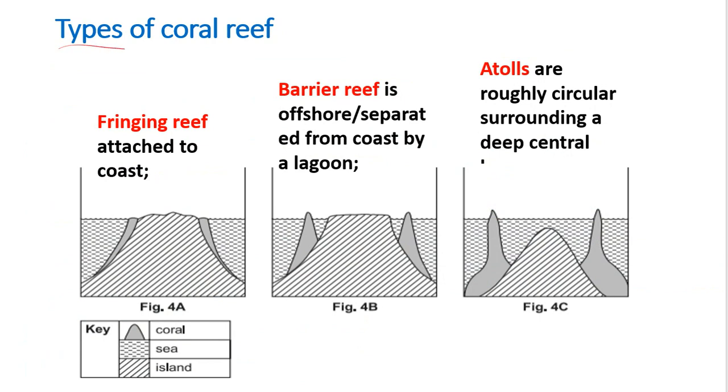So, types of coral reefs: there are three types. Your syllabus says there are three types. We have the fringing reef, the barrier reef, and the coral atoll. So this is called a coral atoll. Now, what are the differences between them?